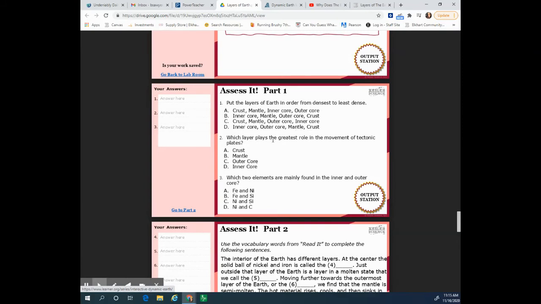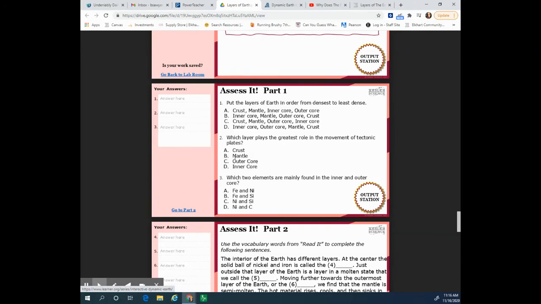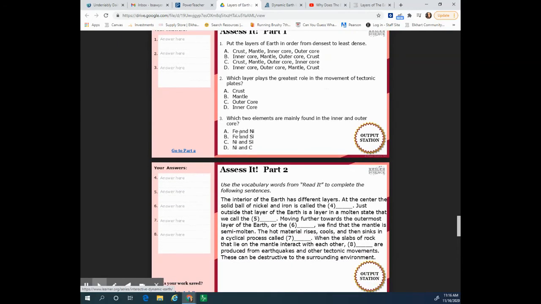Which layer plays the greatest role in the movement of tectonic plates? A, crust; B, mantle; C, outer core; D, inner core. Which two elements are mainly found in the inner and outer core? You have iron and nickel, iron and silicon, nickel and silicon, or nickel and carbon.